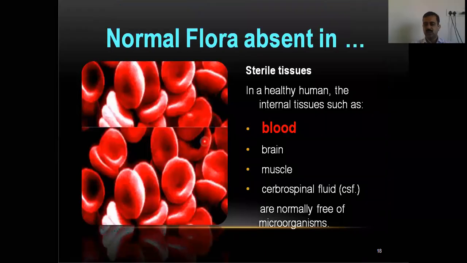What are the sterile tissues? Blood is one of the sterile tissues where no bacteria can reside. Brain, muscle, and cerebrospinal fluid are normally free of microorganisms, so microorganisms do not survive in them. Of course, blood acts as a mode of transport and it will transport bacteria to specific sites.